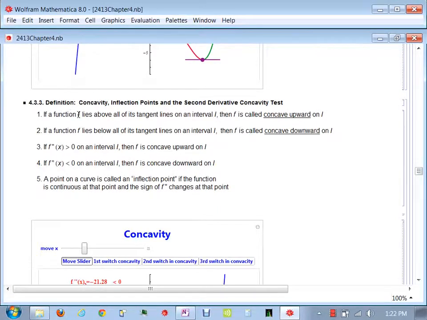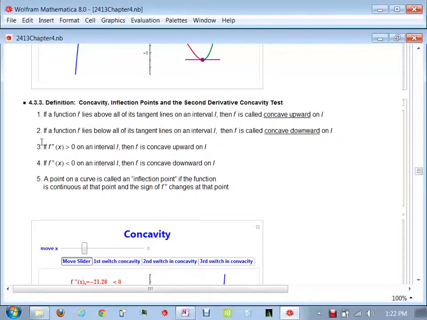So I'll go back up to the definition. If a function f lies above all of its tangent lines on an interval, so the function is above the tangent, then it's concave up. So you've got your smile, and you've got your tangent lines below it, right? Function is above the tangent line. If it's the other way around, the function f lies below all of its tangents, then it's concave down. That's called an inflection point.